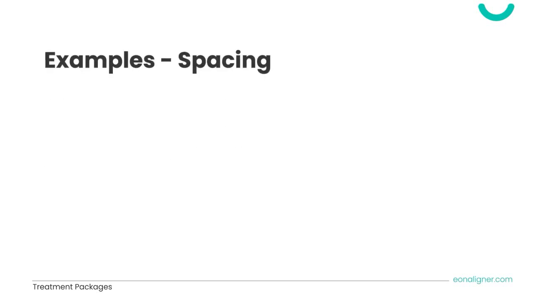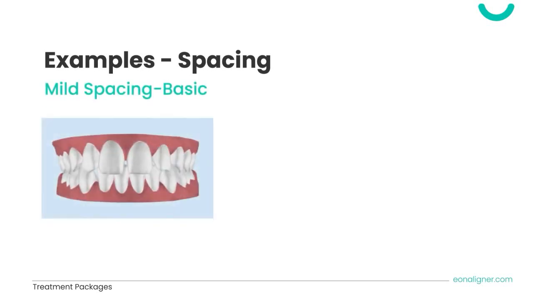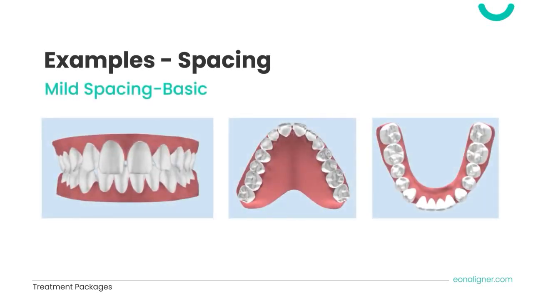Now let's look at some examples of different cases and what type of package to choose for their treatment. This is a case of mild spacing in the upper and lower arches, with stable posterior occlusion of Class 1 molars and canines, and with good overjet and overbite. The treatment plan would include retraction of upper and lower anterior teeth to fully close spaces. So generally speaking, mild spacing like this here can be treated within the basic package.